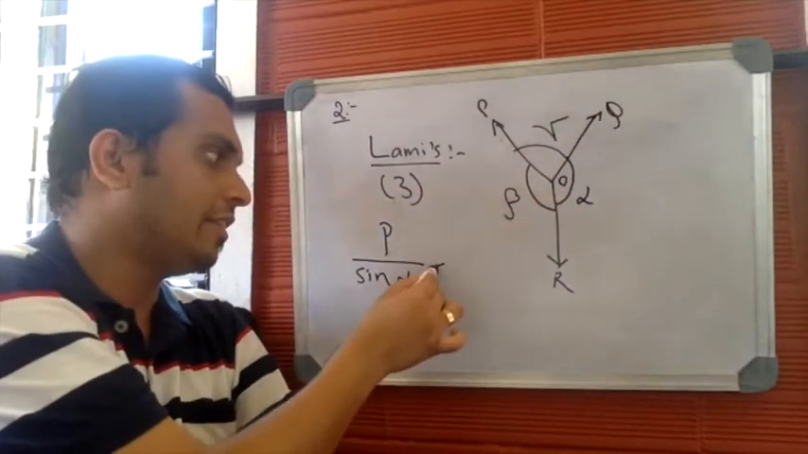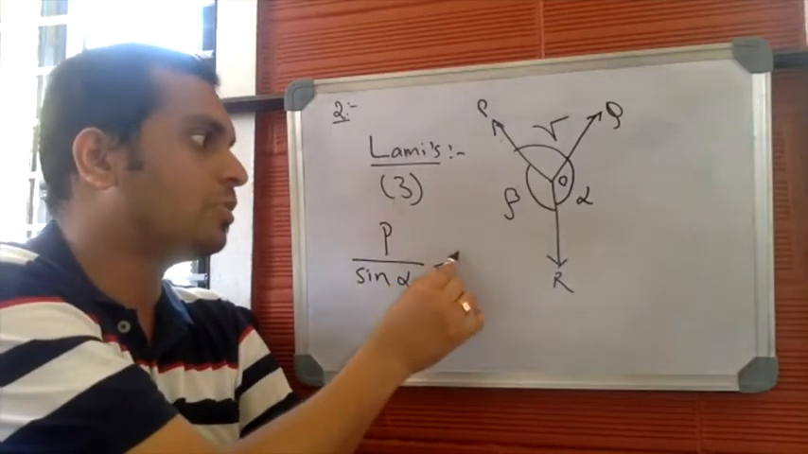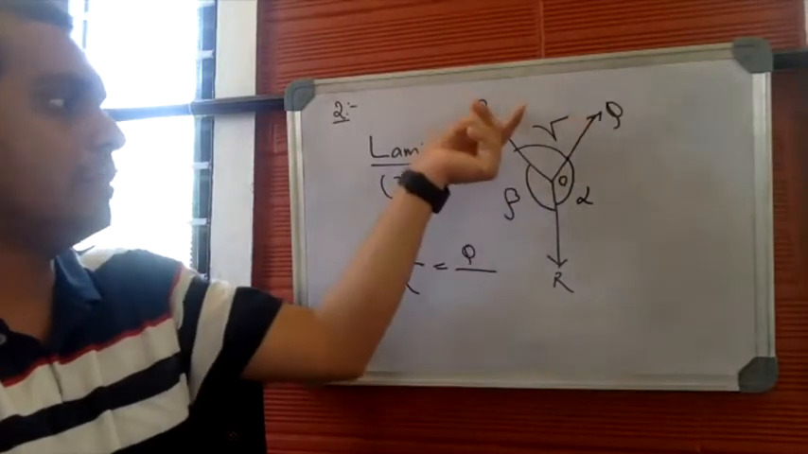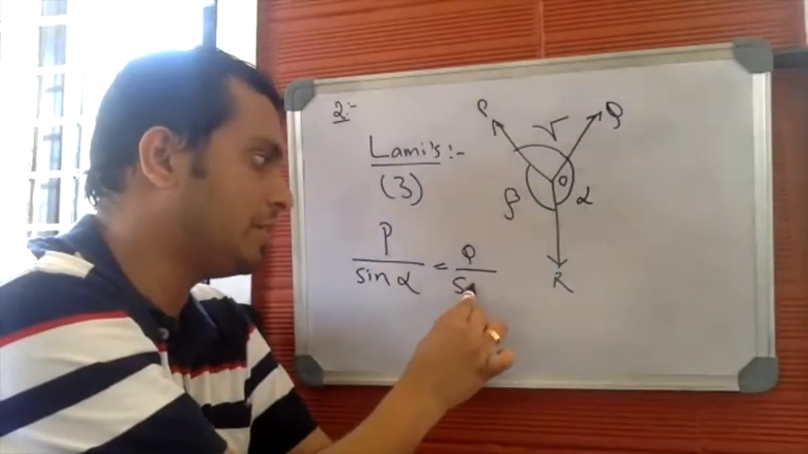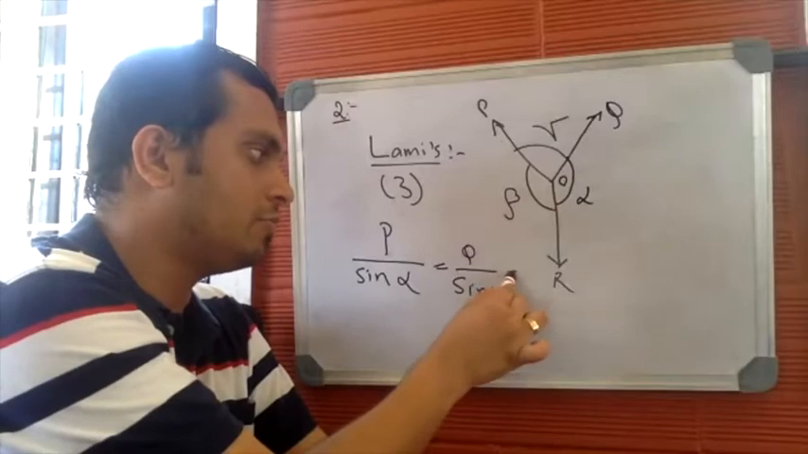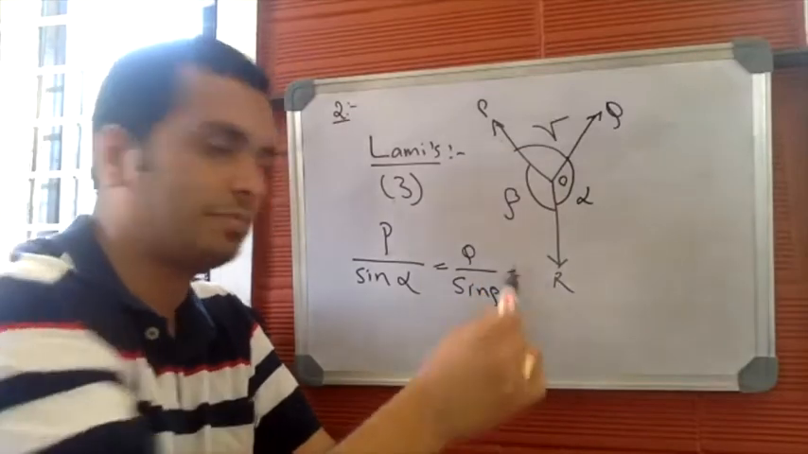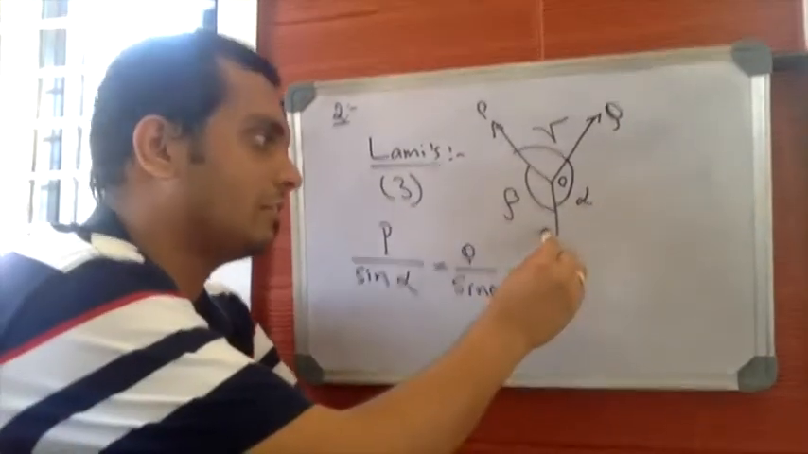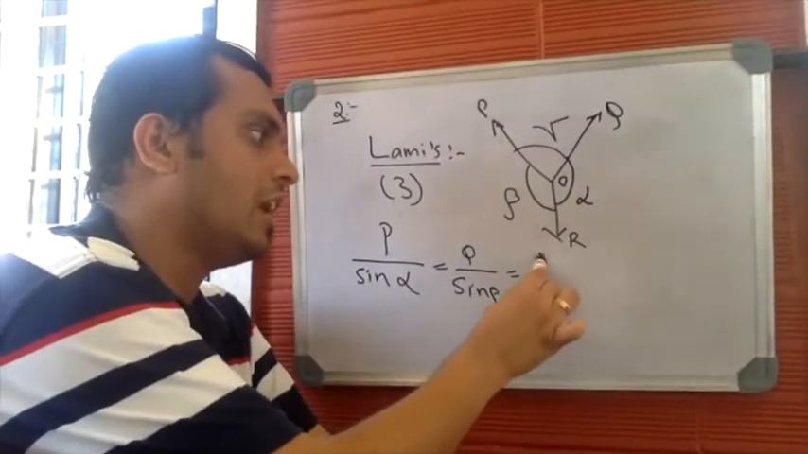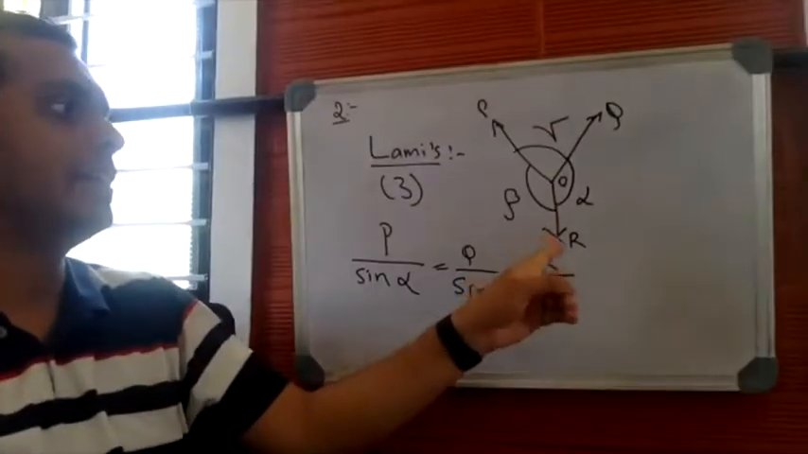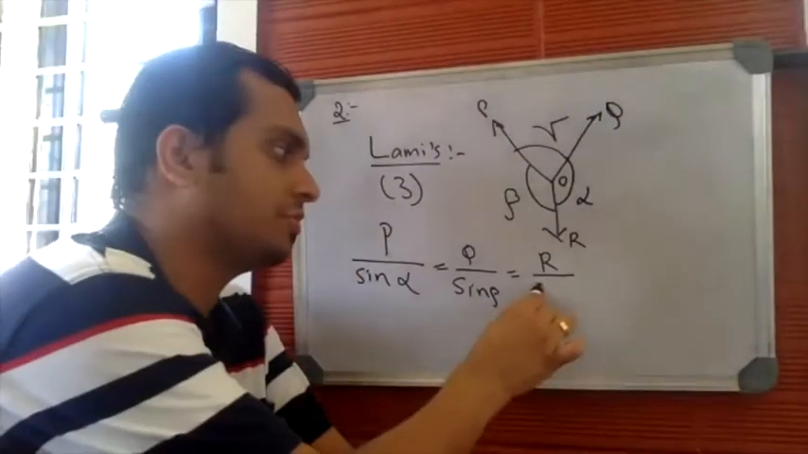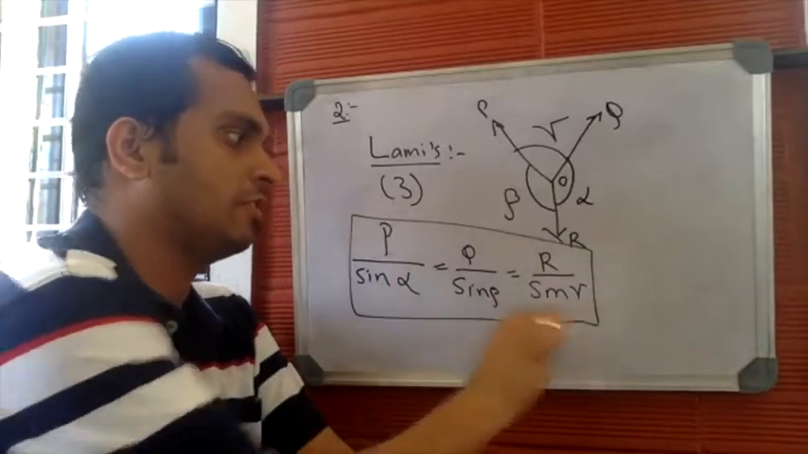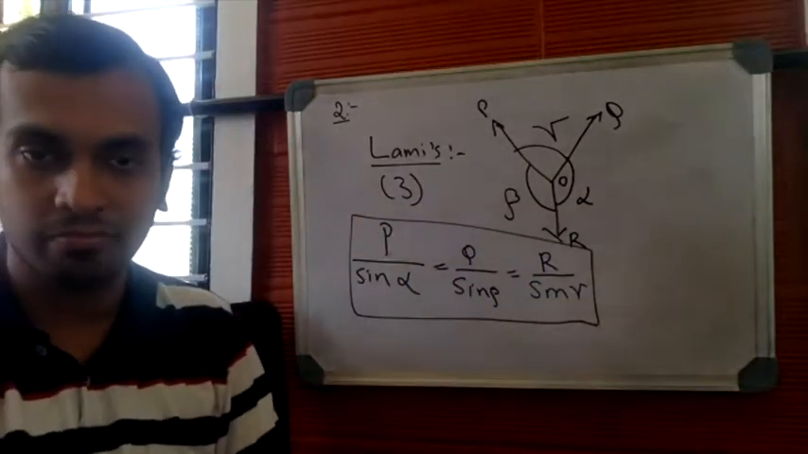The angle between the other two forces is alpha. P by sine alpha is equal to Q divided by sine of the angle between P and R, which is beta. Q by sine beta is equal to the third force, R, by the sine of the angle between the other two forces, sine gamma. So this is the statement of Lami's theorem.